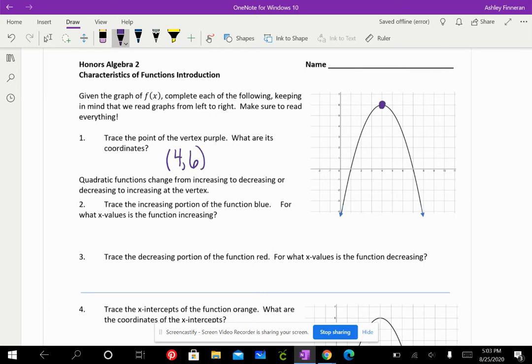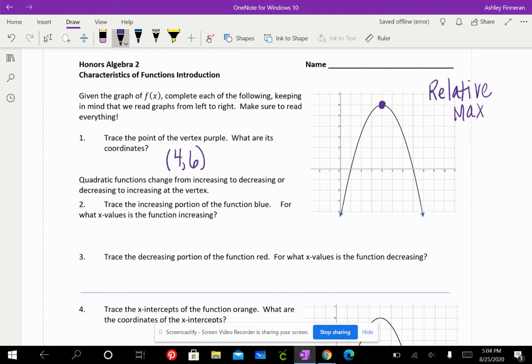Next, it says quadratic functions change from increasing to decreasing or decreasing to increasing at the vertex. We are going to expand on that idea as we move through next week, and any function could change at a relative max or a relative min, and we're going to start using that vocabulary. In this case, this point would be a relative max because it's the highest point in that region of the graph. It's actually the highest point on the function. A relative min would occur if the function was opening up.